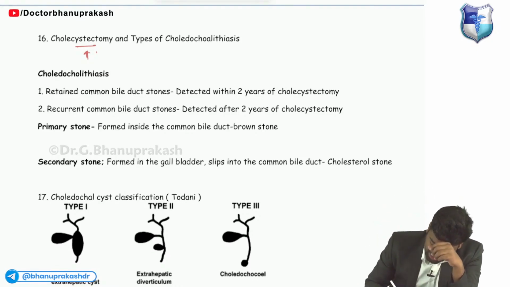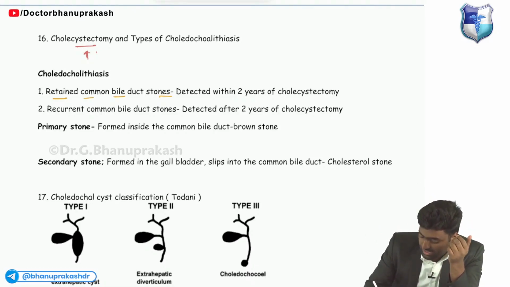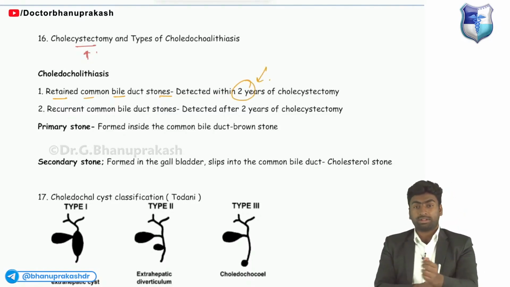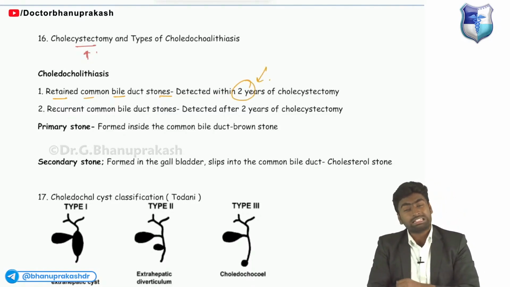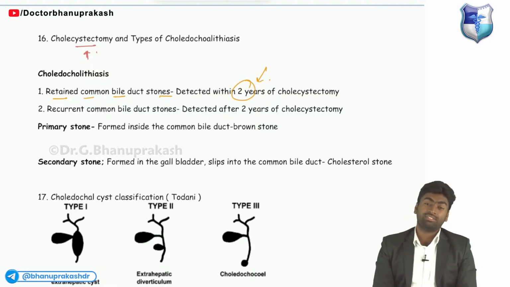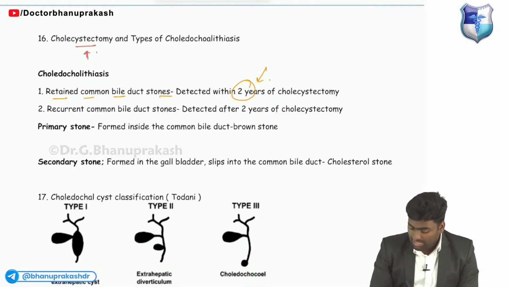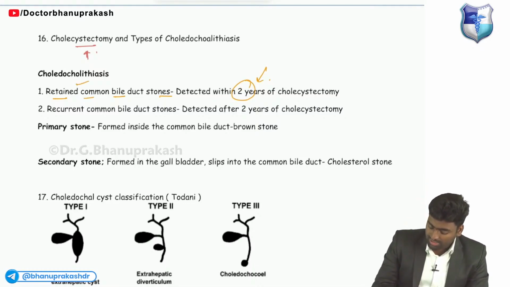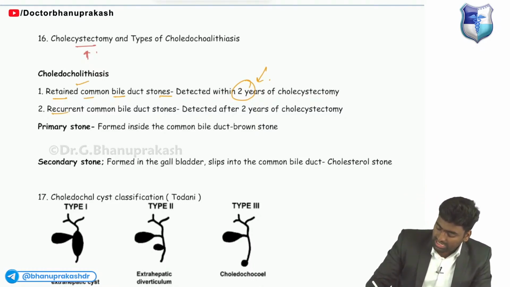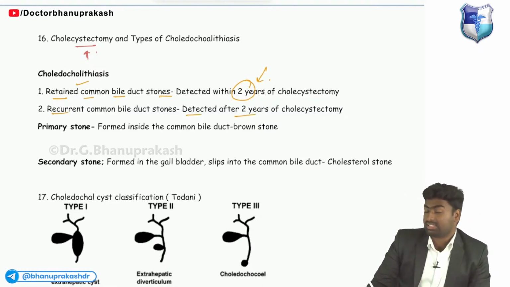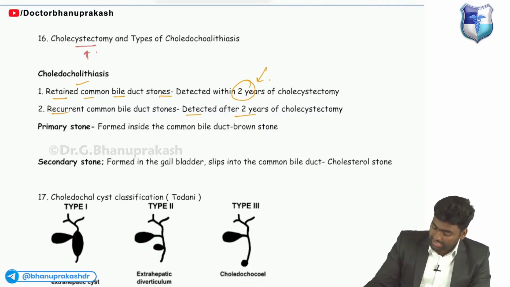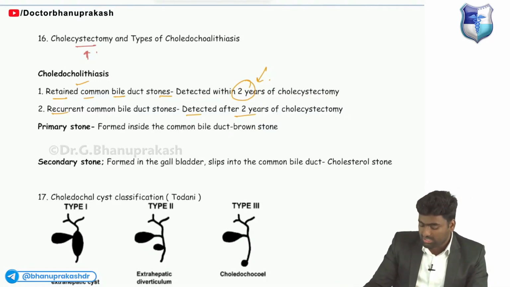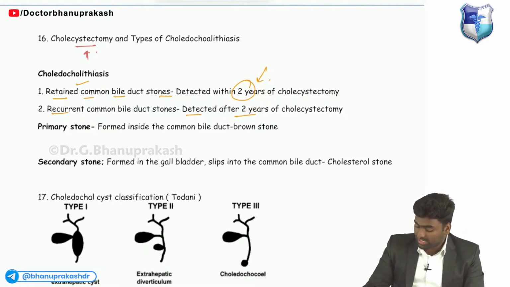See, we call it a retained common bile duct stone if it is detected within 2 years. For example, you did a cholecystectomy, and if any stone inside this duct is detected within 2 years, it is known as a retained common bile duct stone. Whereas in the case of recurrent stones, it is detected after 2 years. If it is within, it is known as retained. If it is after 2 years, it is recurrent stones. Fine.